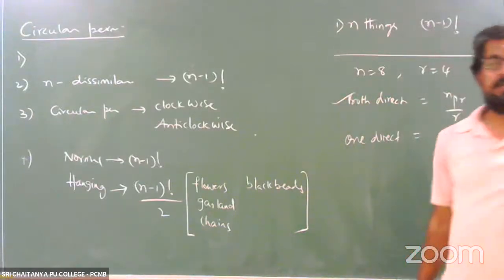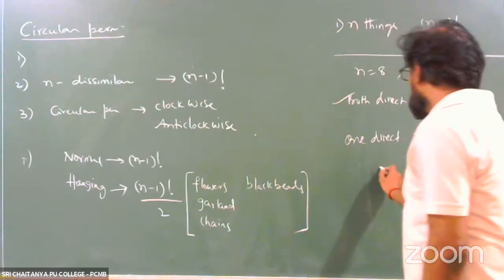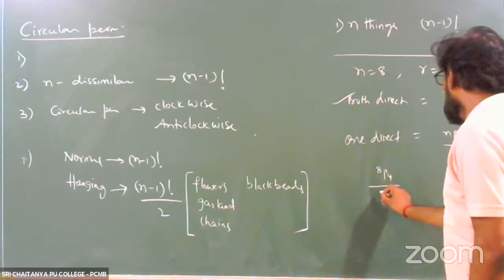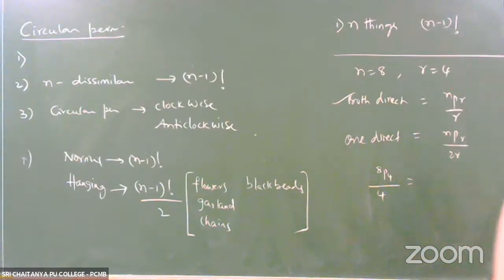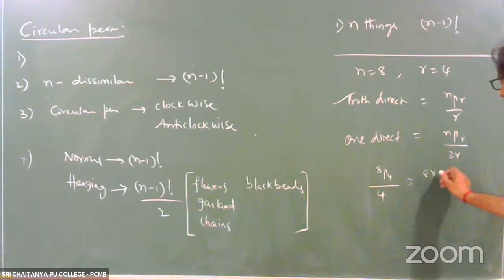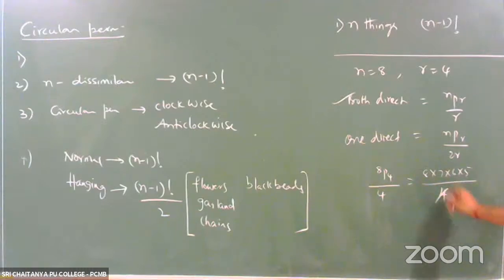In anti-clockwise and clockwise, that means 8P4 by 4, which is equal to, what is the value of 8P4? 8 into 7 into 6 into 5 by 4. 4 ones are 4 and 2s. Multiply this one, you are going to get the answer. It is 420. Right?